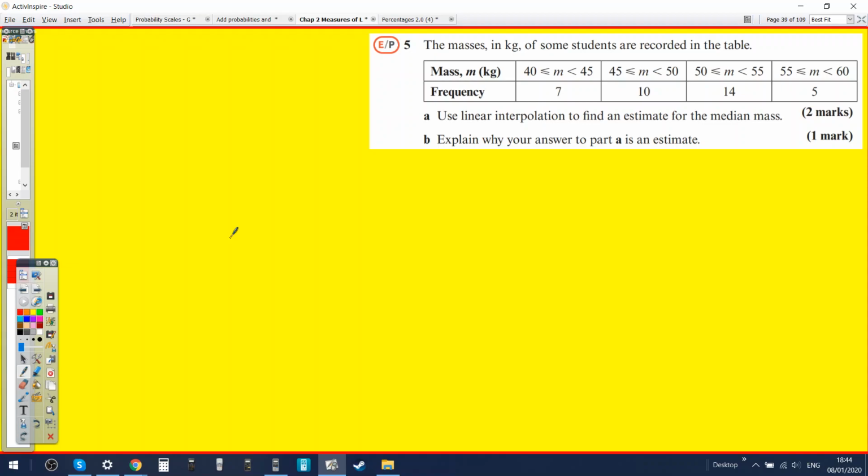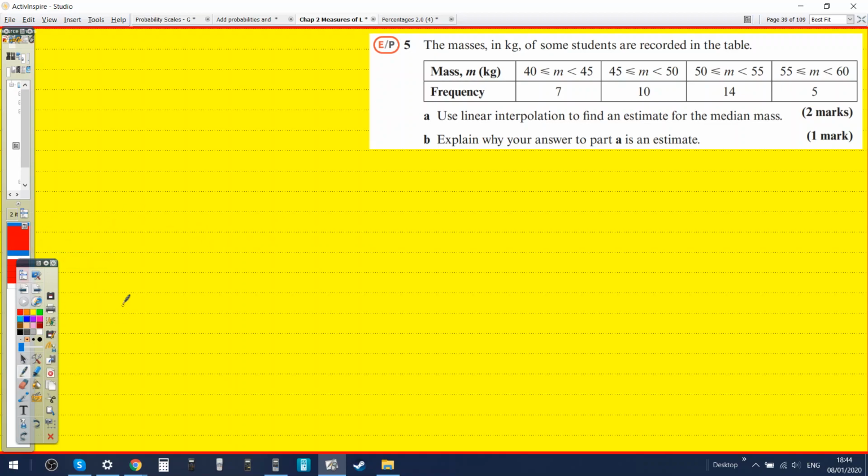Do you want more practice finding the median? Yeah. Okay, go for it.